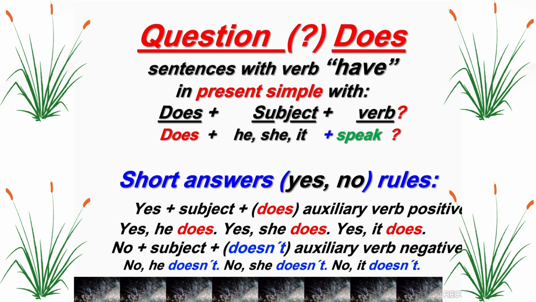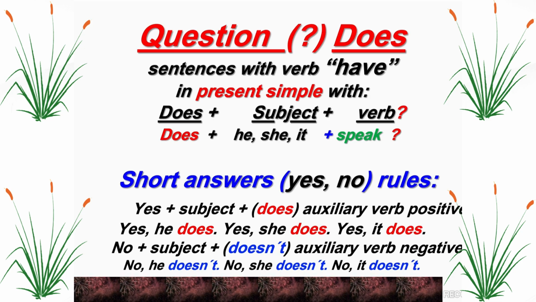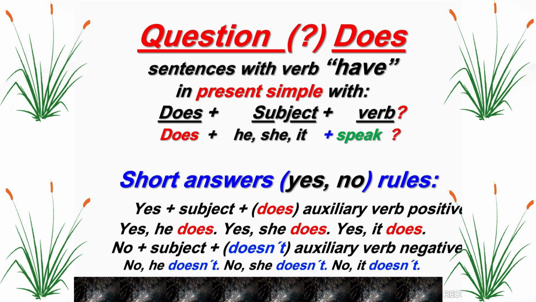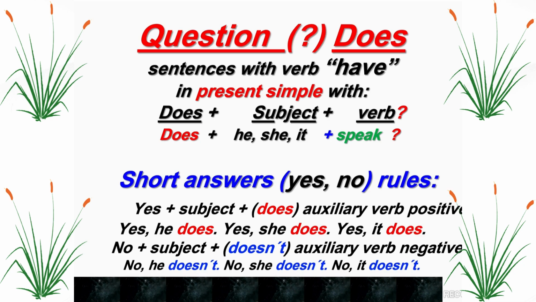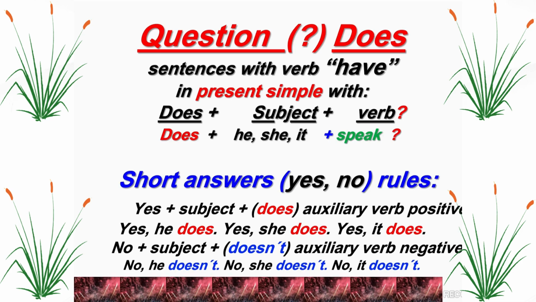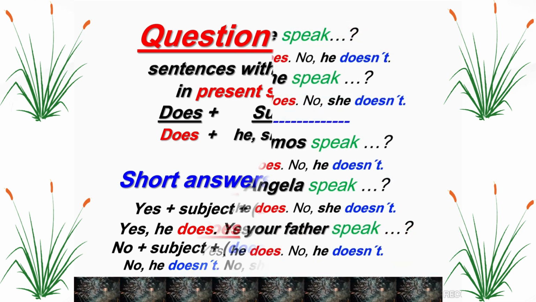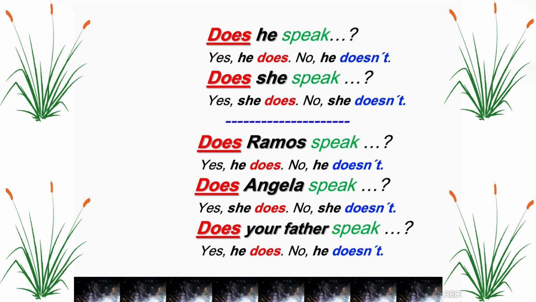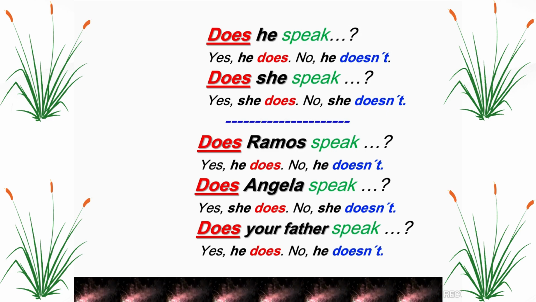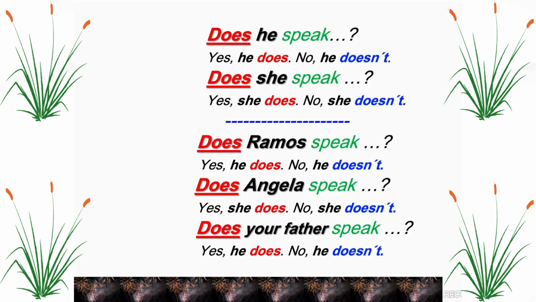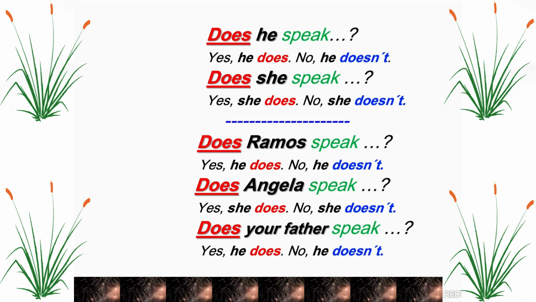So let's see the answers. So yes, subject does. Yes, he does. Yes, she does. Yes, it does. And no, subject doesn't. No, he doesn't. No, she doesn't. No, it doesn't. Let's see the rule. So the rule is, does he speak? The answer we have, yes, he does. No, he doesn't.